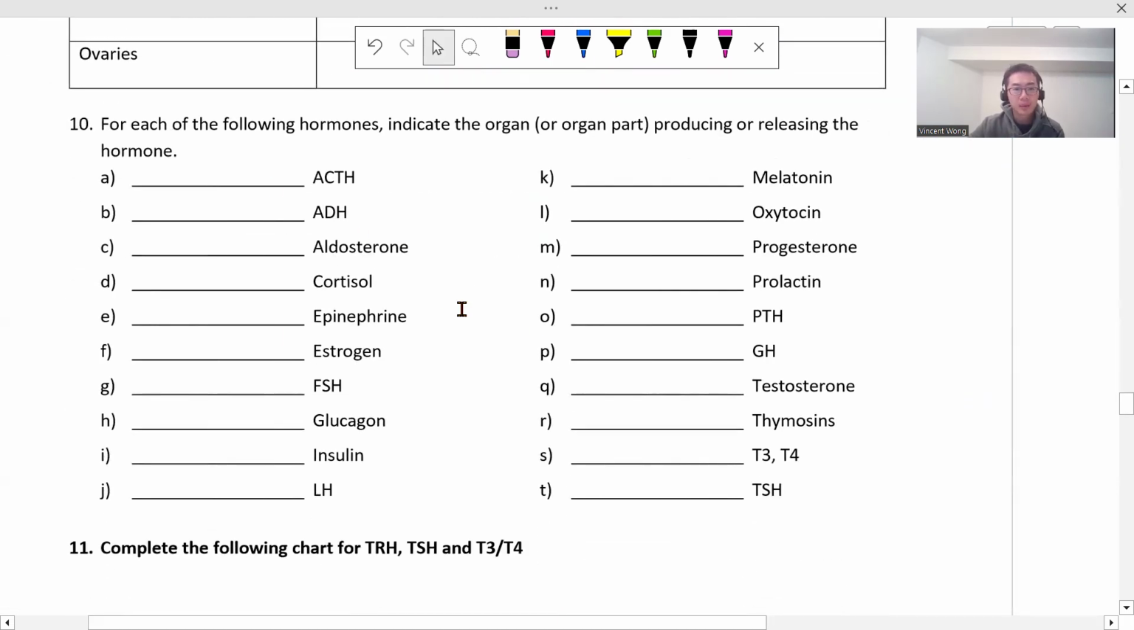And then this one is the other way around. Now you have the hormone and you have to think about where it is from. So let's say oxytocin. Where is oxytocin released and produced from? Oxytocin, anybody?